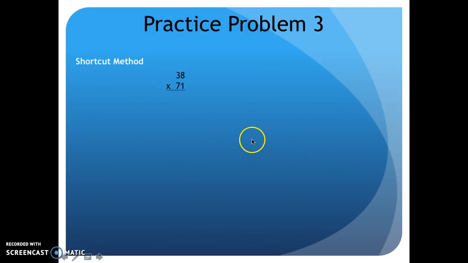All right, so here's a practice problem. I'd like you to give this shortcut method a try. So write this problem down on your paper. All right, so you're going to start here in the ones place. 1 times 8, write down your answer. 1 times 3, write down your answer.